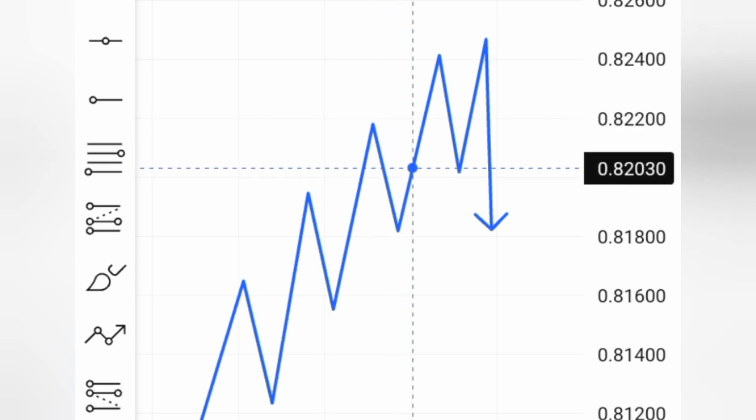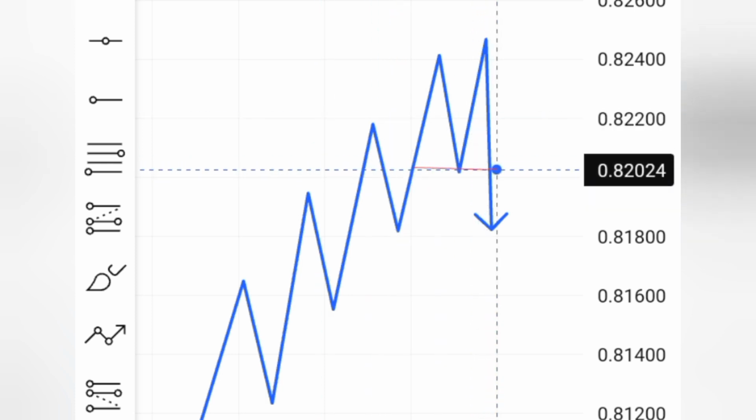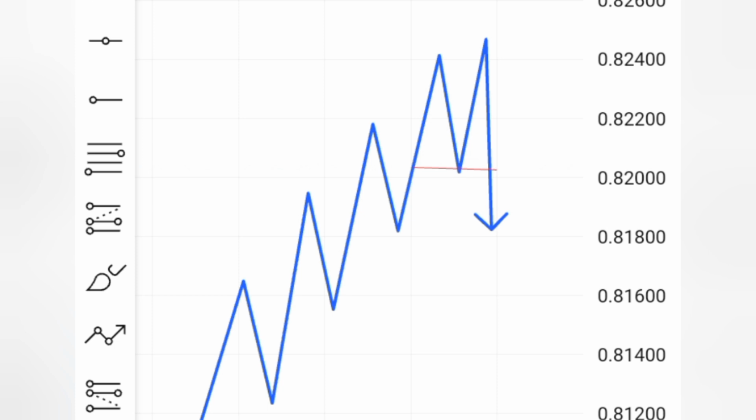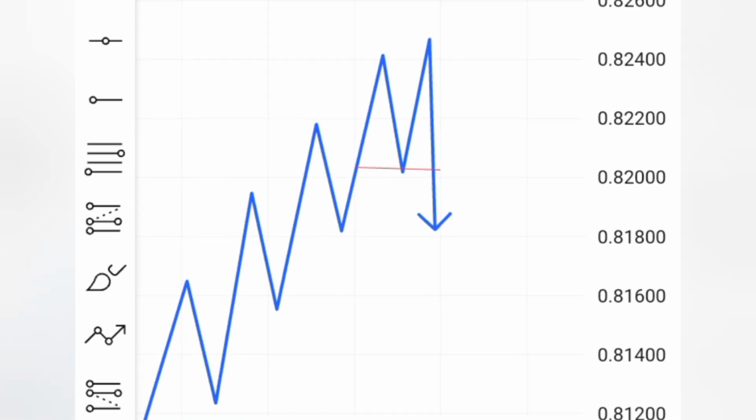This was the previous low. So when the market breaks that previous low in the opposite direction of the existing trend, remember, the existing trend is the uptrend, that means this is what we call a change of character.